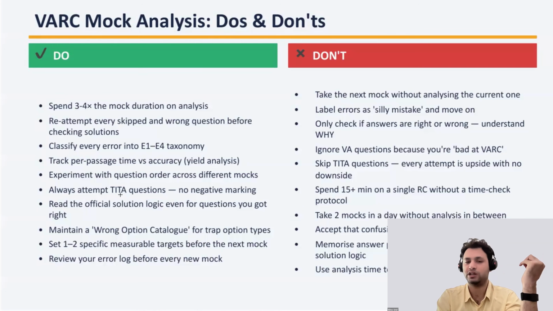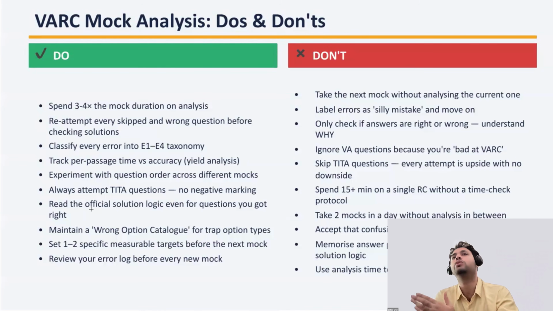You always attempt theta questions since there is no negative marking. These are normally only 2 or 3 odd questions in verbal ability, so you always attempt them, right? You always go through the actual solutions after you are done attempting the skipped out questions, and then again once you are done analyzing things on your own, only then you go through the actual mock analysis with whatever teacher it is that you have, with whatever video solution it is that you have.